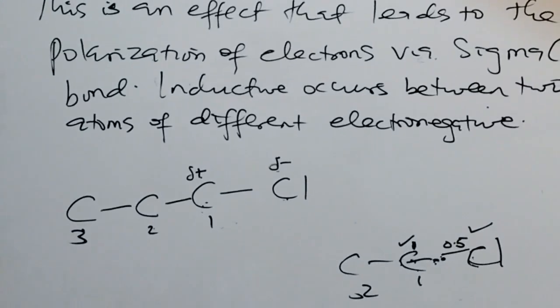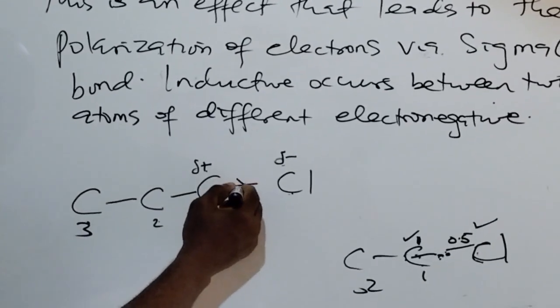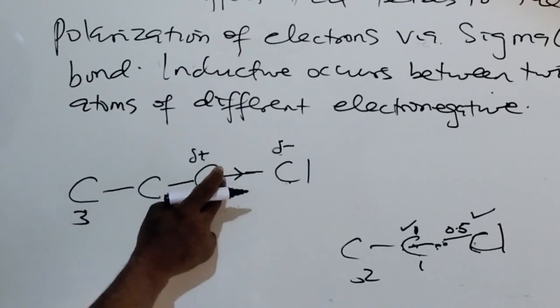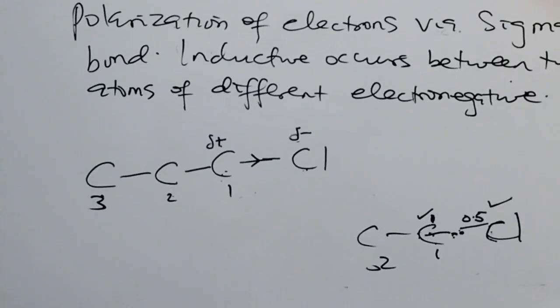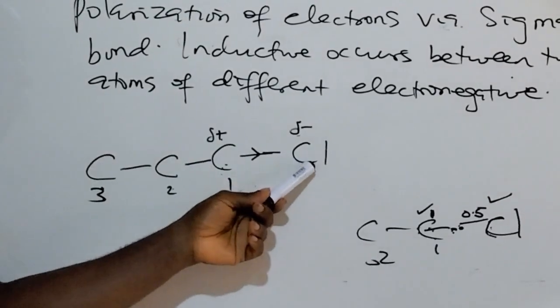So we can now draw an arrow here. This arrow shows that the electron is drawn by chlorine, it's taken away by chlorine. So chlorine is taking the electron away from carbon.